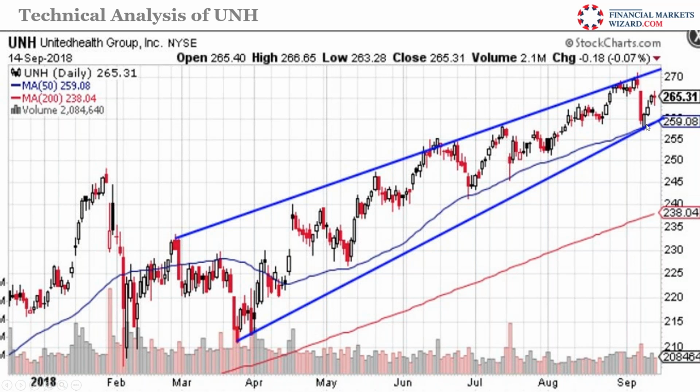Because you know where is your stop. As soon as you find out where is your stop, you should take the trade. If you clearly see the stop, you take the trade. So I'm feeling good about it. I have UNH and my target is 270, 271.